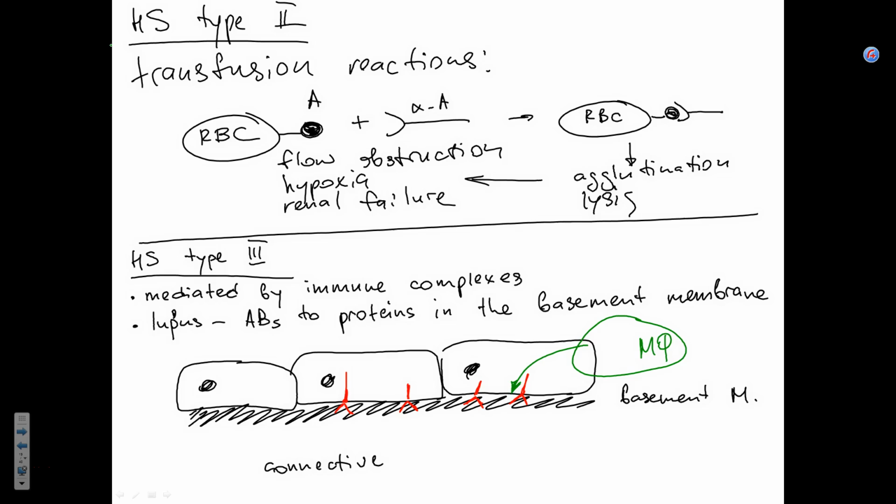Of course, the downside of that is infection. Since you are immunosuppressed, you become more prone to any type of infection. That makes sense? Okay. Type 4. It's kind of an exciting one.